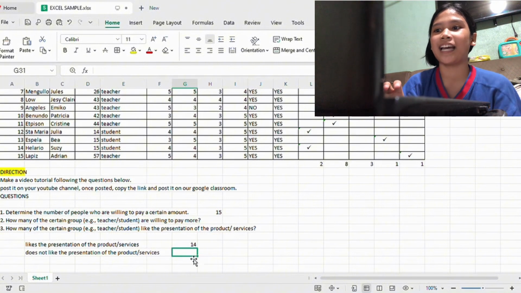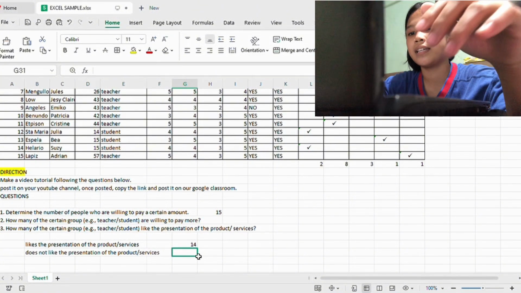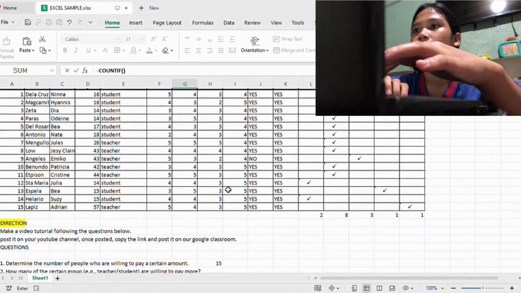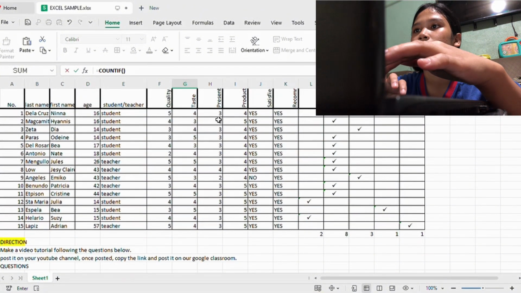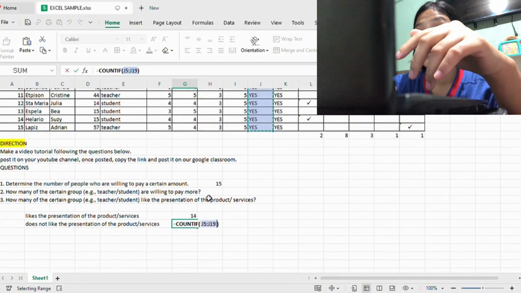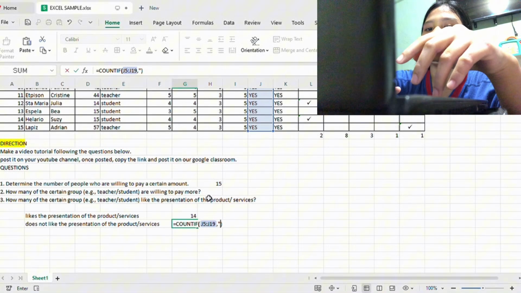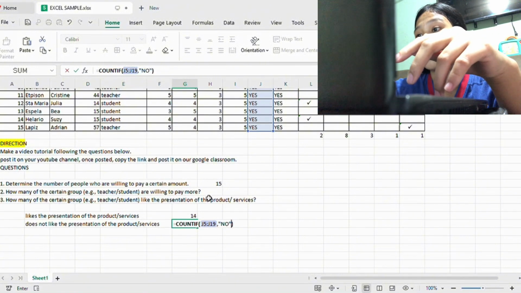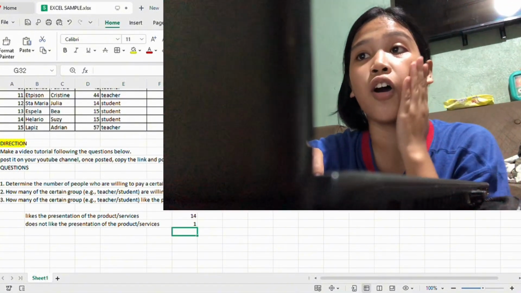So for those who do not like it, we're going to follow the countif formula again, equal countif, click this countif, and then highlight this from top to bottom, and then comma, then quotation mark, then since they do not like it, we put that in, and then quotation mark again, then enter. So that's all.